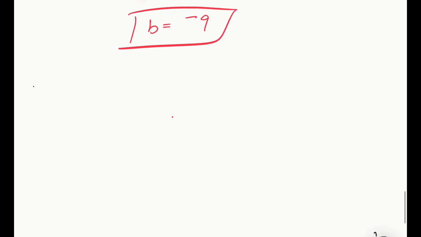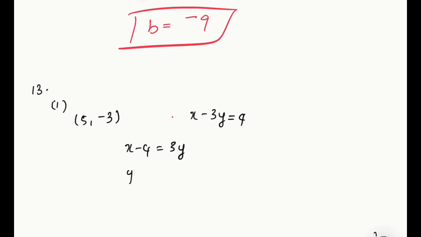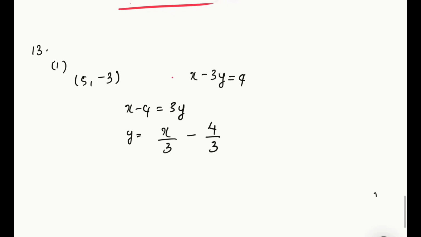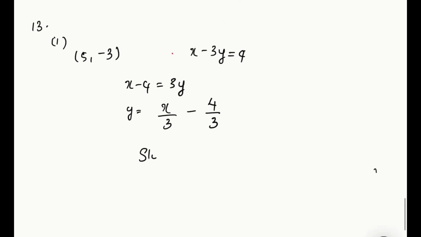Now let us continue with question number 13. First sub question we have: find the equation of the line passing through (5, -3) and parallel to x - 3y = 4. Okay. How do we find the equation in this case? So let me write this. x - 4 = 3y. So what you get? y = x/3 - 4/3. Okay. So from this you get slope equal to 1/3.